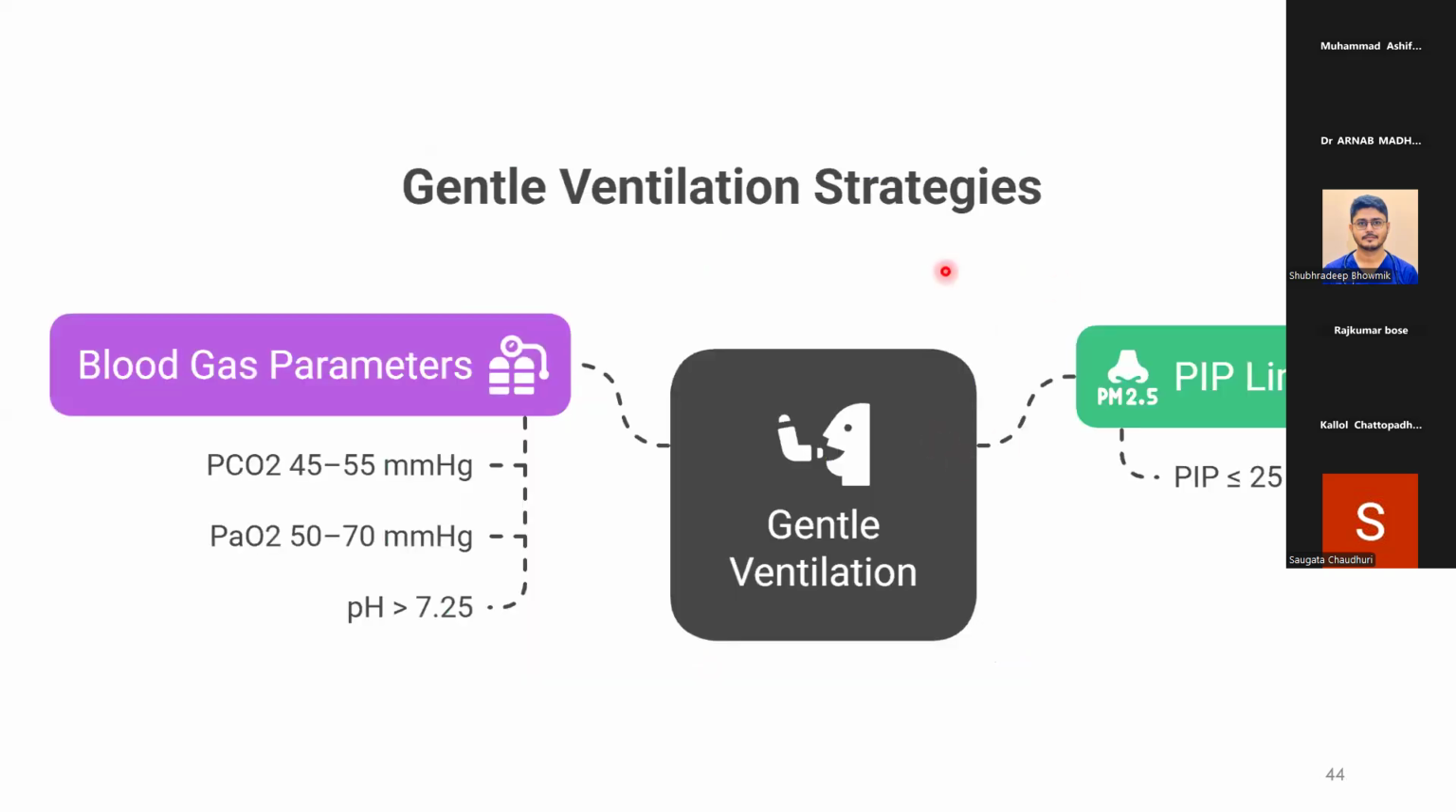Our strategy always should be gentle. You can go PIP up to 25. You can accept permissive hypoxemia, that is, you can tolerate PO2 up to 50, and permissive hypercapnia up to 55, or in venous blood gas you can go up to 65, unless and until pH is above 7.25. But if this ventilation strategy, this conventional mode of ventilation, fails, you have to go for a high frequency mode of ventilation.